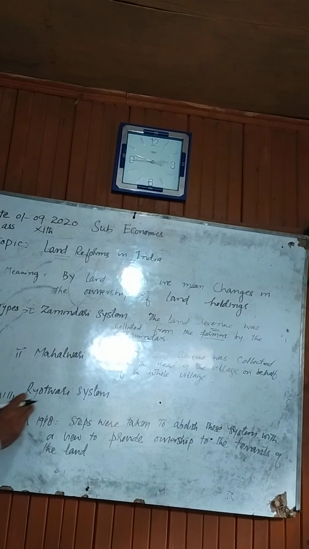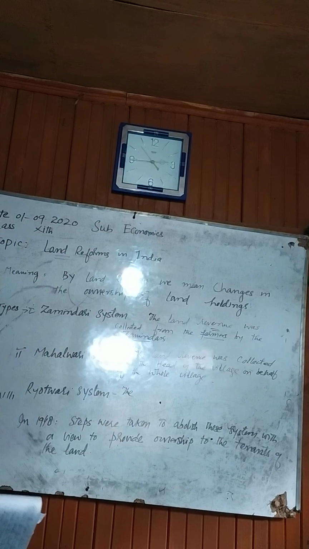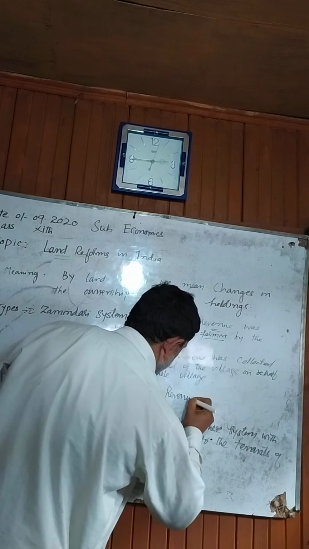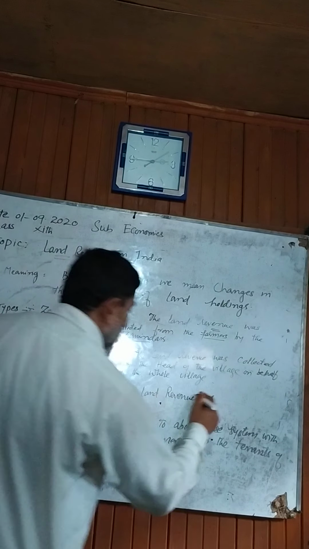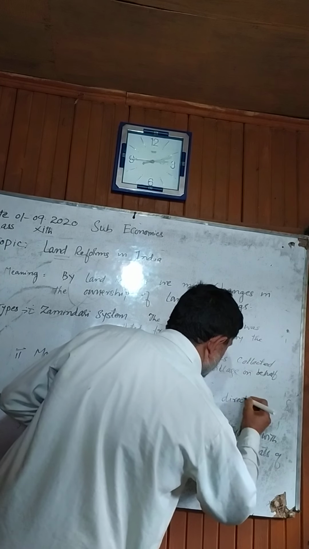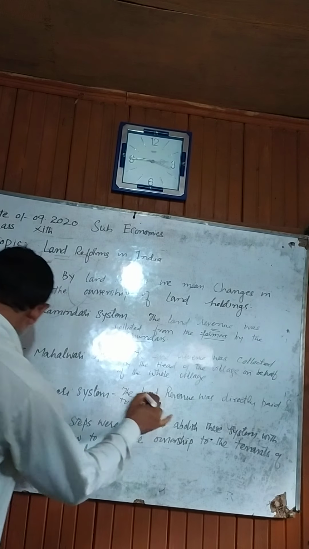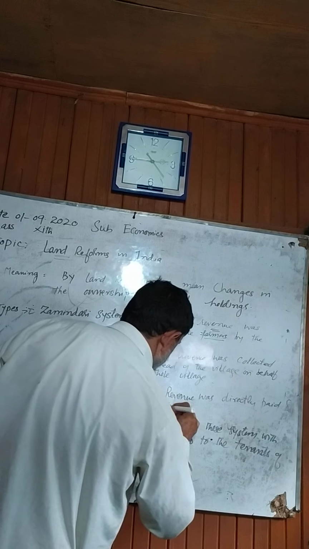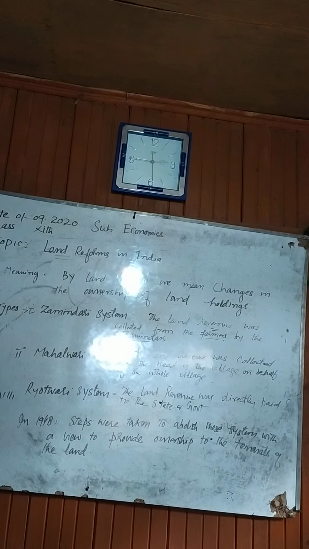And then the third system was the Raitwari system. Here the land revenue was directly paid to the state or government. Here the land revenue was directly paid to the state or government by the farmers.